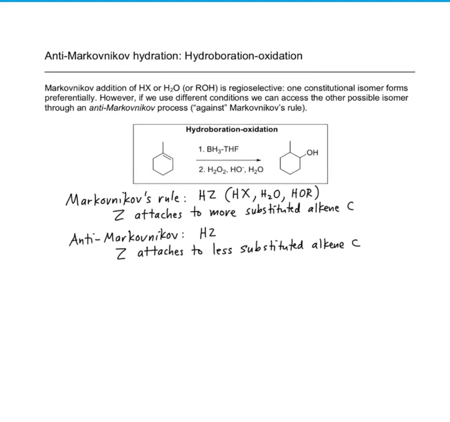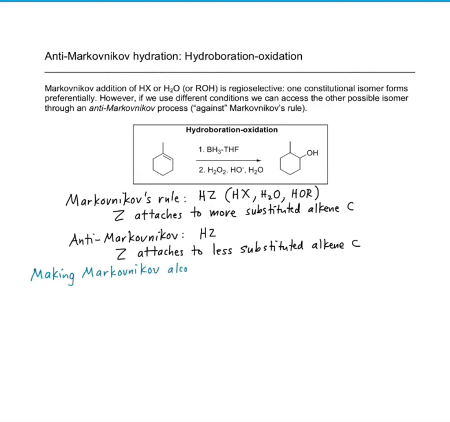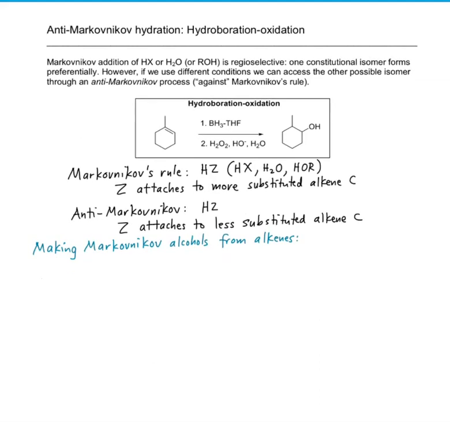Okay, so let's look at some examples of what we've been doing. So we can make Markovnikov alcohols from alkenes. And when we use the term Markovnikov alcohol, that means that we're making an alcohol using a reaction that follows Markovnikov's rule. So we saw two ways to do this. Let's use this as our alkene.